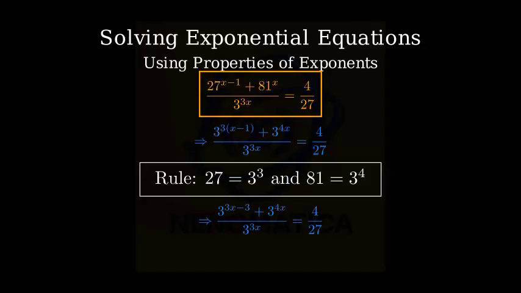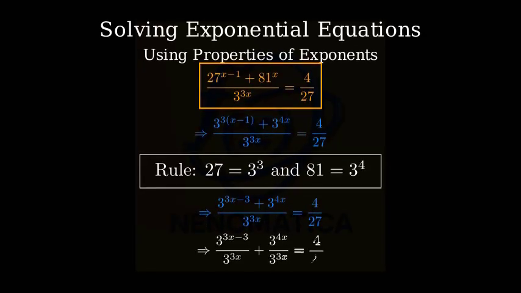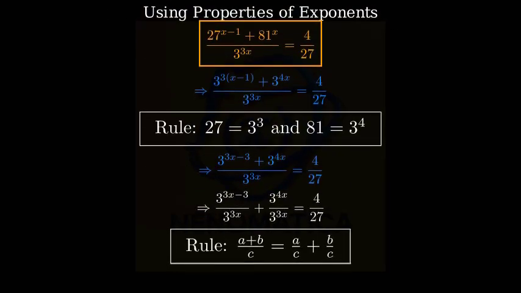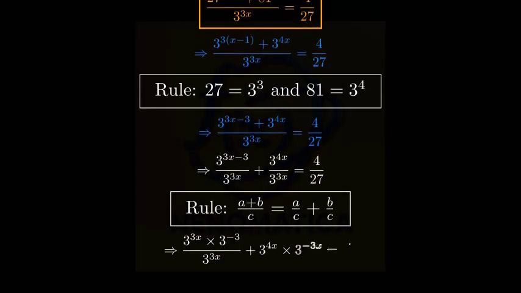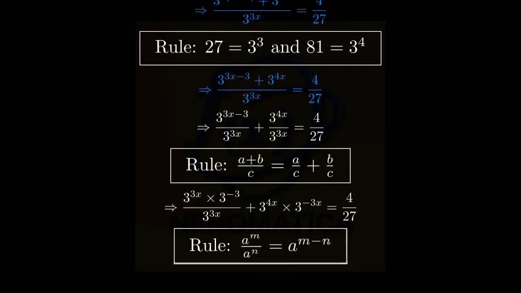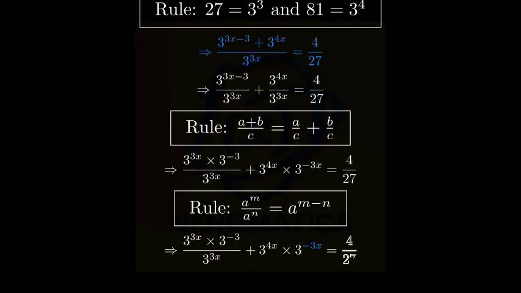Now, let's split the numerator to make it easier to apply the division of exponents. We can rewrite this using the laws of exponents. When we divide exponential terms with the same base, we subtract the exponents. For the first term, we can rewrite it as 3 to the power of 3x times 3 to the power of -3, divided by 3 to the power of 3x. For the second term, we're multiplying 3 to the power of 4x by 3 to the power of -3x. Now, we can simplify both terms.